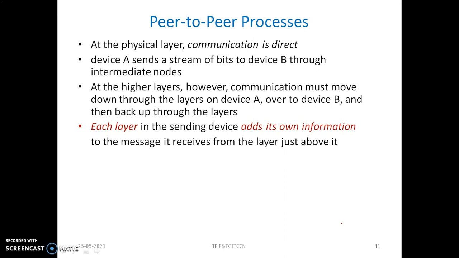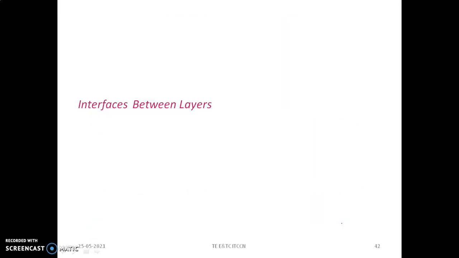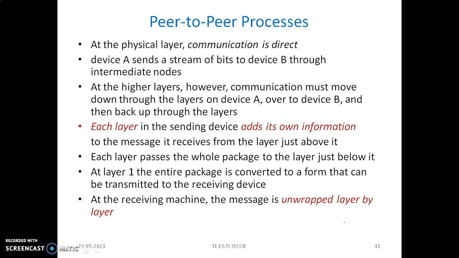Device A sends a stream of bits to device B through the intermediate nodes. Each layer adds its own information. These are the additional points. As the packet moves from the sender machine A to the receiver machine B, traveling from top to bottom at machine A, each and every layer adds its own information at its level and then forwards it to the layer below it. Exactly the reverse happens at the receiver end. At the receiving machine, the message is unwrapped layer by layer.